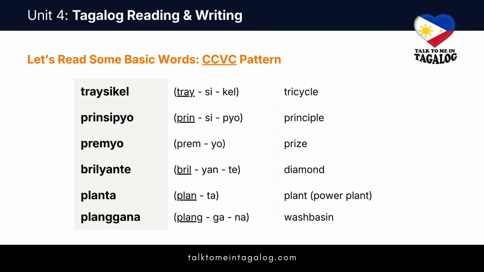Okay, so let's read another set of CCVC words. Tricycle. Principio. Principal. Premio, premio. Prize.